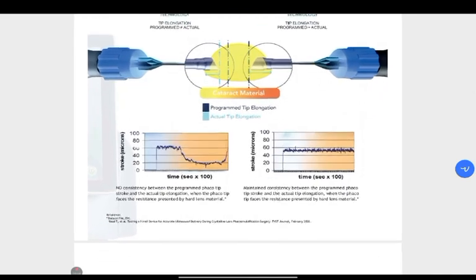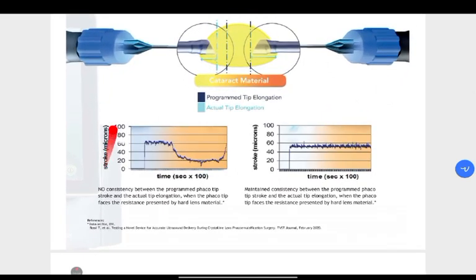So friends, next we have stroke microns versus time in seconds into 100 stroke microns. In this case we have a graph like this, and in the next case we have a graph like this, the stroke microns and time.